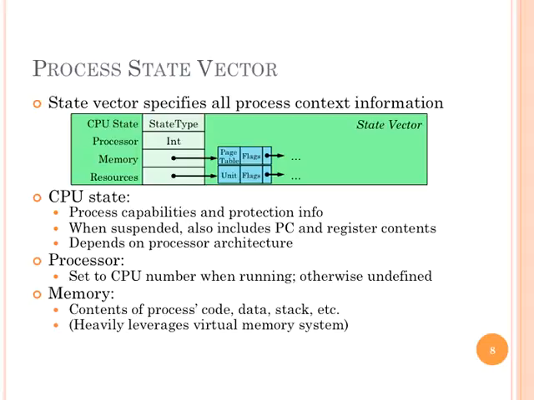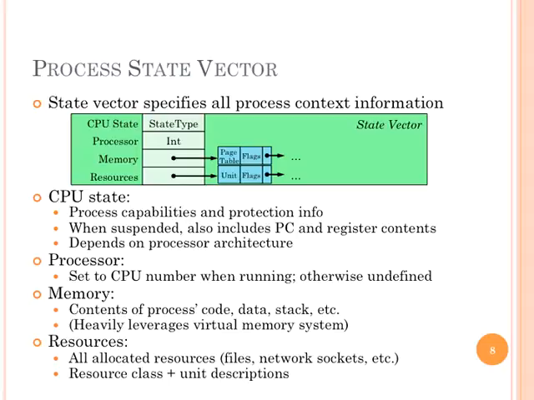It's either magic or it's horribly slow, and so we'll pretend it's magic: that we have some way of capturing the entire memory state for the process in some reasonably efficient way. And then various resources as well. What files do I have open? What sockets do I have open?